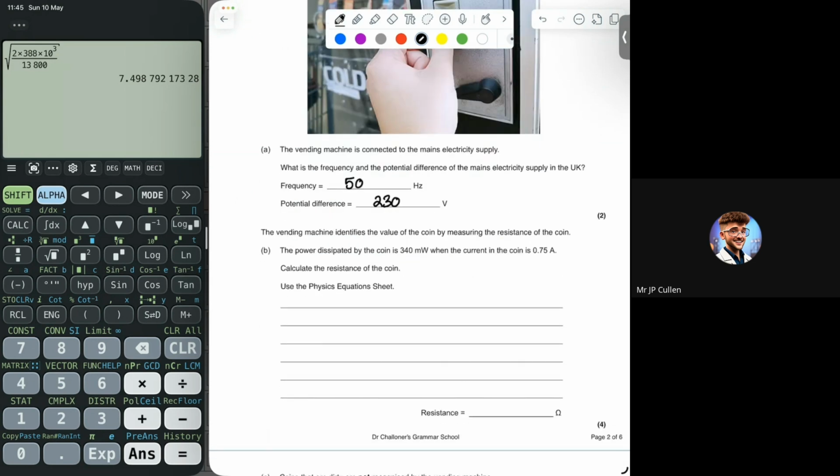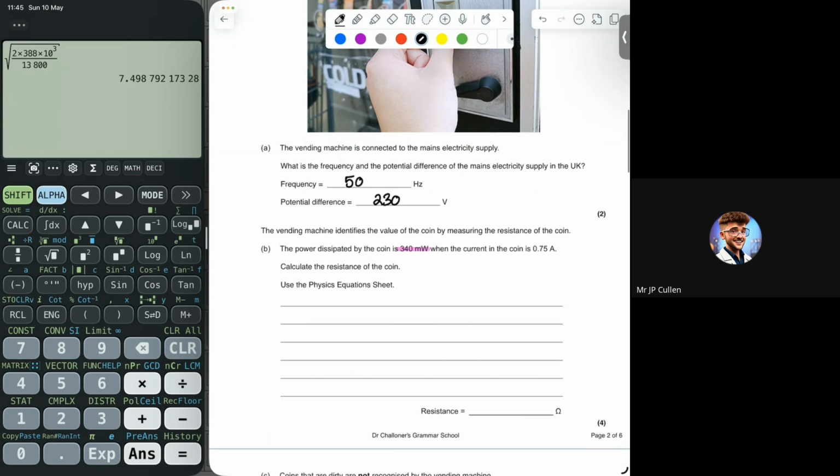So the vending machine identifies the value of the coin by measuring the resistance. The power dissipated by the coin is 340 milliwatts. Straight away, we can see that this is a unit conversion. As mentioned in previous videos, we need to watch out for these because students can lose so many marks on just converting units. I like to put them in index form. So if you know the prefixes, milli is 10 to the minus 3, and so we don't need to mess around with adding zeros. We can just go 340 times 10 to the minus 3 watts. So that's the unit done.